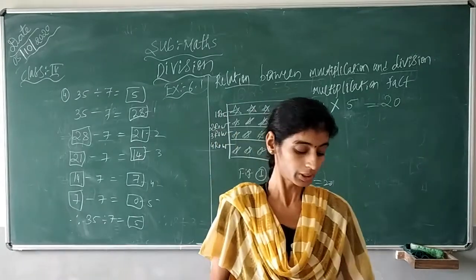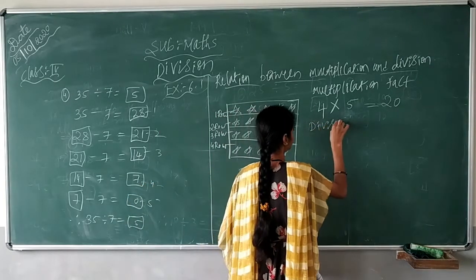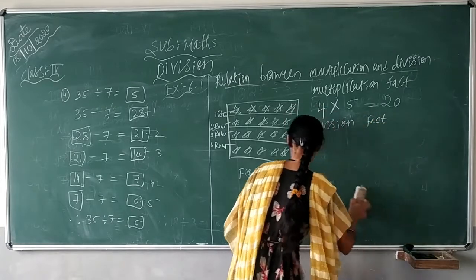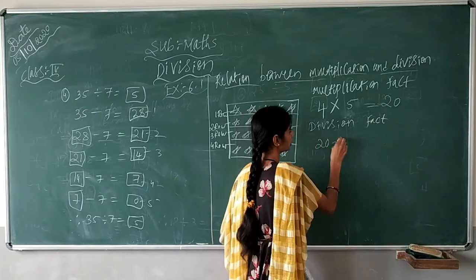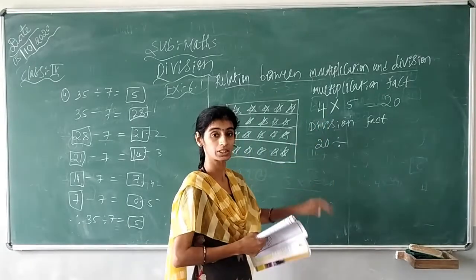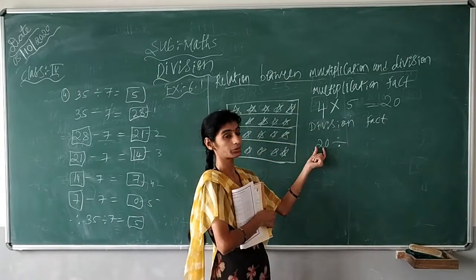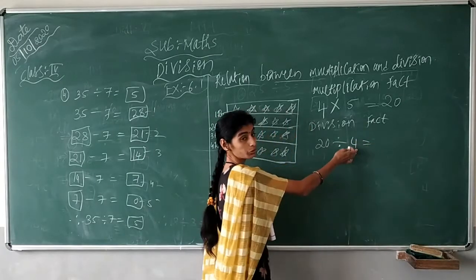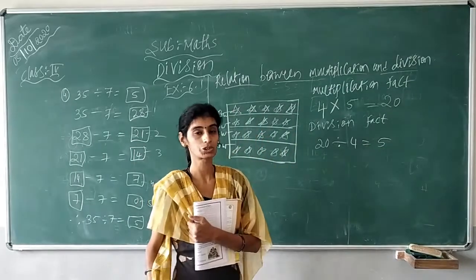Okay, don't get confused. Next, you have to write the division fact. So to write the division fact, first you have to take the product, then divide by the number of rows. How many rows are there? 4. Then you are going to get the number of stars in each row.